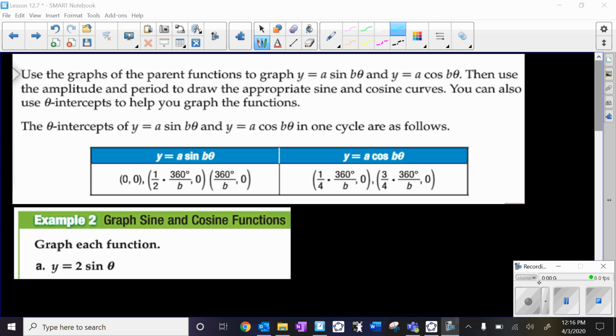Now that we know how to find our amplitude and our period, we are going to graph these. Some other key important parts is that we're going to find the intercepts to help us graph these as well. So for sine, we know that we start at a height of 0, so this first location shouldn't be surprising to us. And then wherever our period ends, or wherever our degree measure ends, so 360 divided by b, which represents our period, that is where we finish. If I want to find another intercept, I need to take half of whatever my period is.